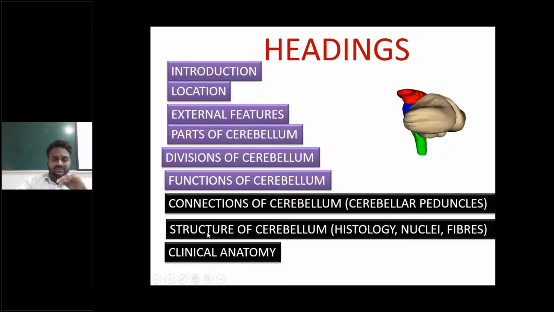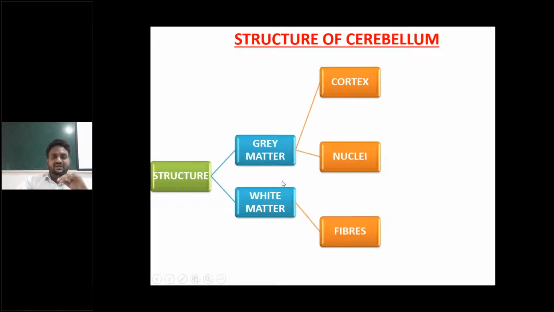Now we are going to study the structure of cerebellum. If you see the structure of cerebellum, it is made up of gray matter and white matter. As you know about the central nervous system, you can find two types of matter: one is the gray matter, another is the white matter. Gray matter is formed by cell bodies, white matter is formed by axons.